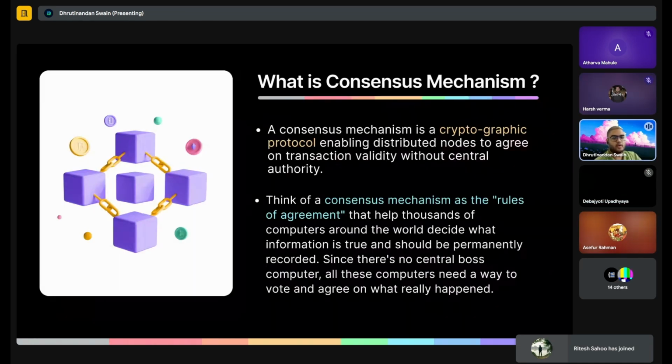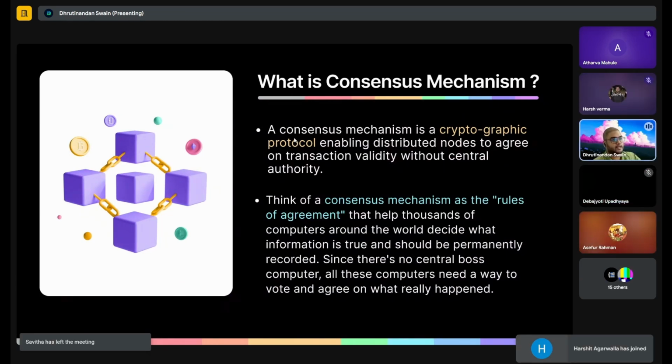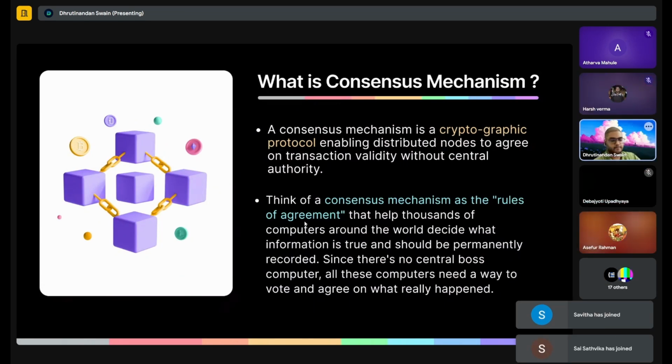So the first question is, what is a consensus mechanism? Let's first understand what consensus is. Consensus refers to the general agreement among a group, and in the blockchain world, consensus mechanisms are the rules and the processes that ensure all participants in the blockchain or the decentralized network agree on a single version of truth, like which transactions are valid or not. There are various types of consensus mechanism, proof of work, proof of stake, and many more. And in technical terms, a consensus mechanism is a cryptographic protocol enabling distributed nodes to agree on transaction validity without any central authority. So this is what a consensus mechanism really is.